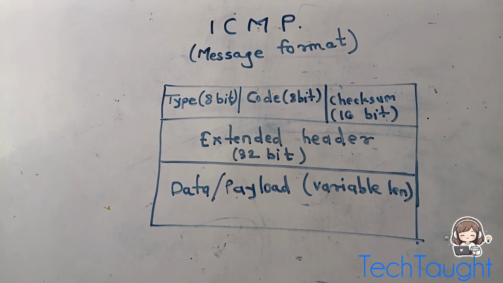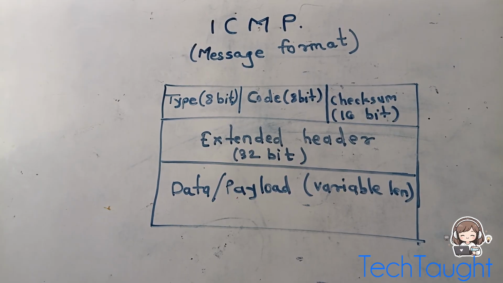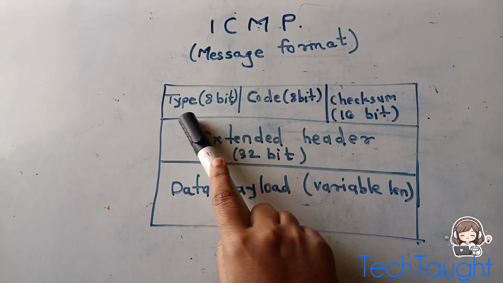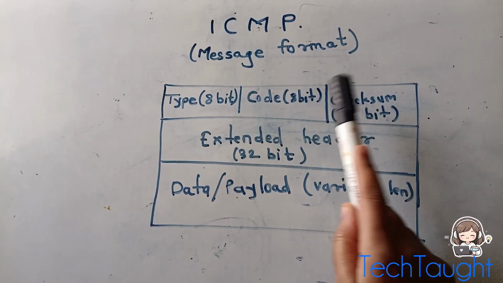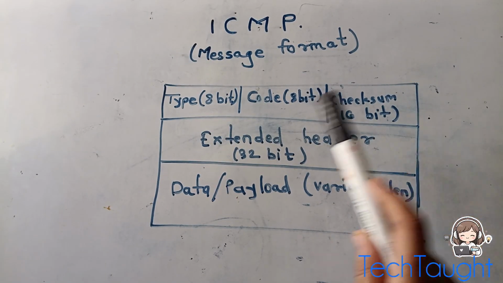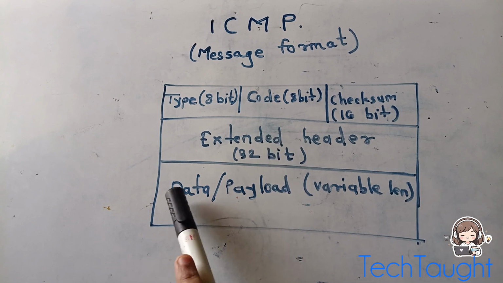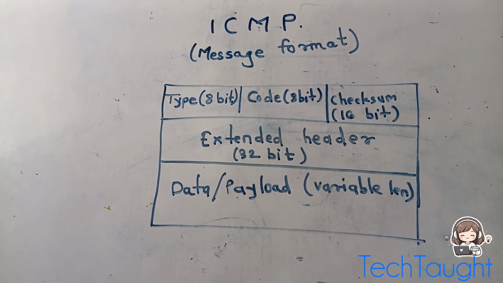What do we mean by ICMP? ICMP is Internet Control Message Protocol, and today we are going to see what the ICMP message format is. So this is the whole ICMP message format. There is a type of 8 bits, a code of 8 bits, and a checksum of 16 bits. Then in the second row there is an extended header of 32 bits, and data or payload of variable length.